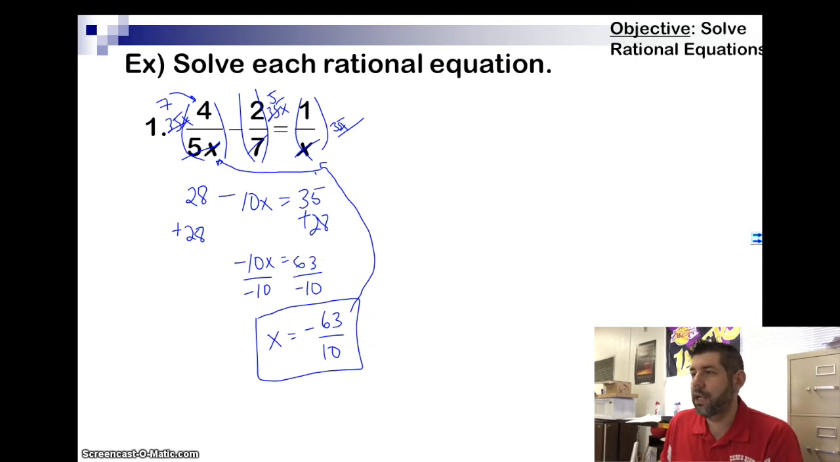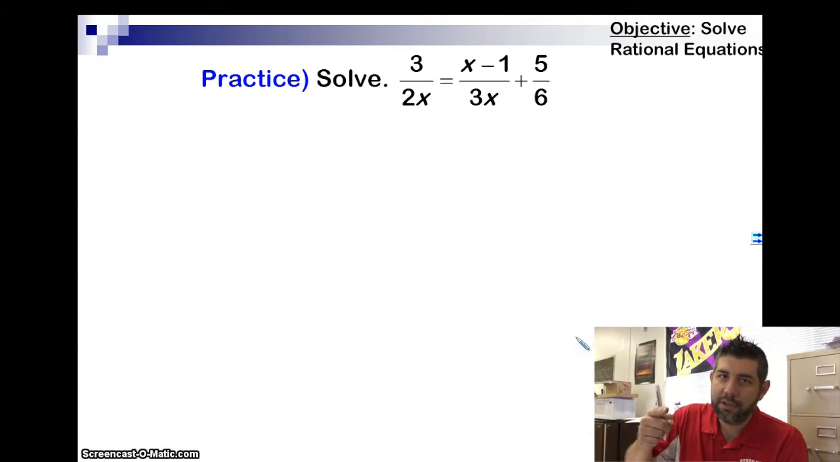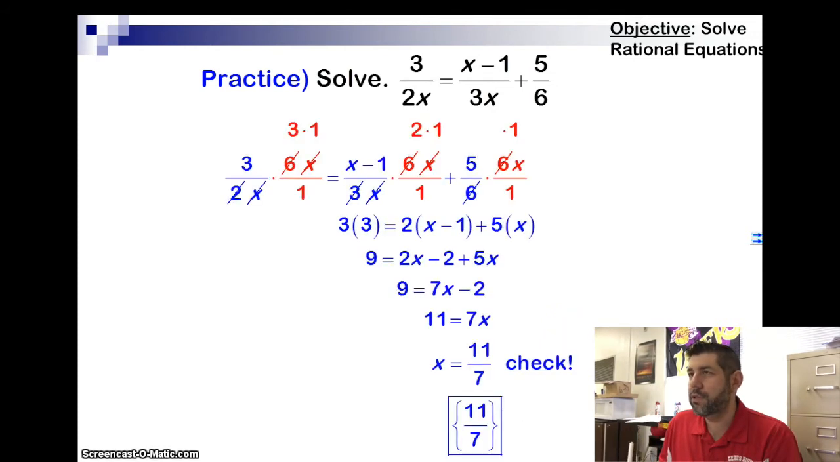All right, here's a practice problem. Why don't you try that out? Maybe pause me and then try it out. All right, here's a solution. Again, pause, you can write it all down.